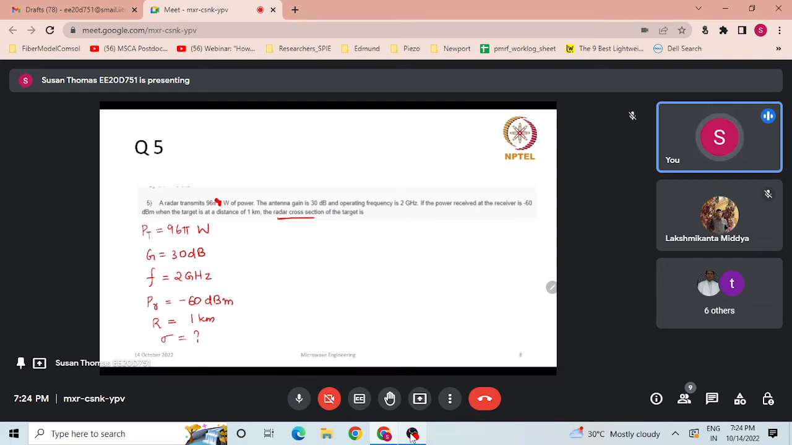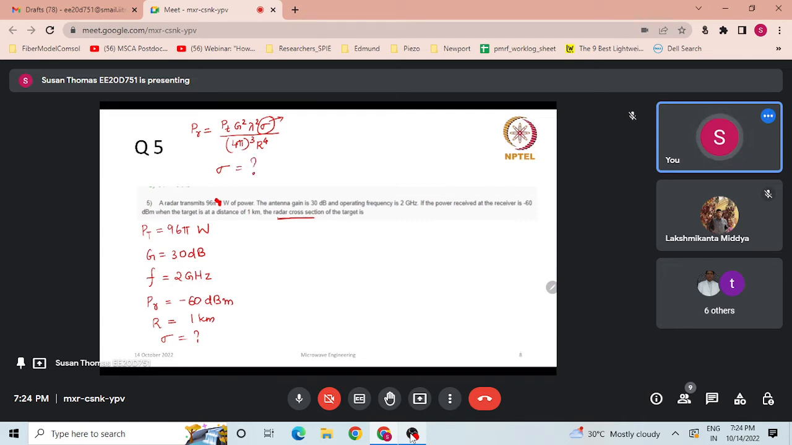Once you know the basic equation, it is easy for you. Let me write that basic equation: PR is equal to PT G squared lambda squared sigma divided by (4 pi) the whole cubed r raised to 4. This is the received power equation. If you look at this equation, it is very clear that all the parameters except sigma are known to you or given in the question. You can easily calculate sigma.